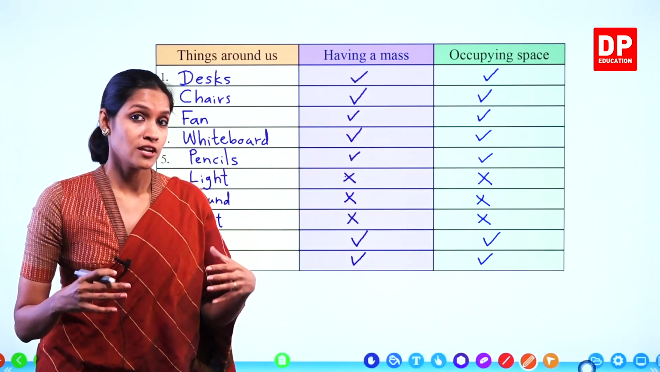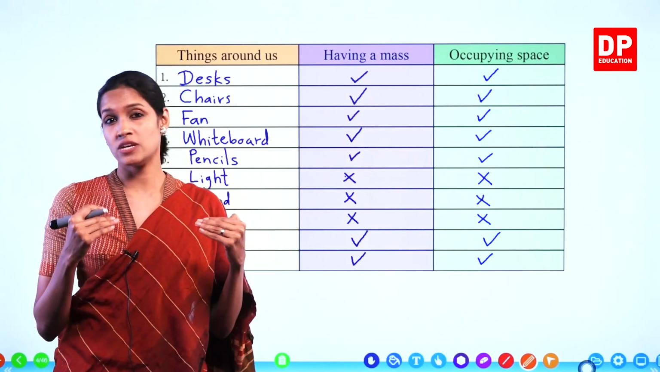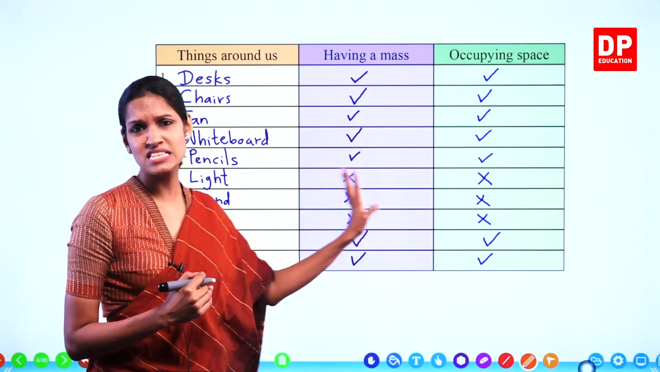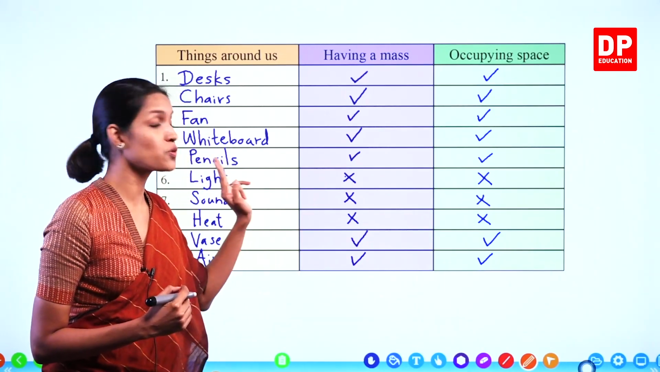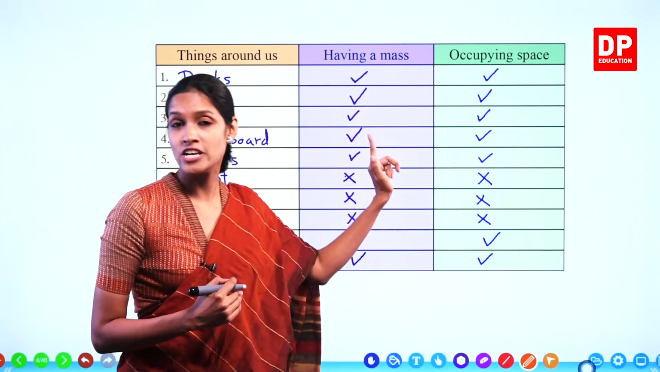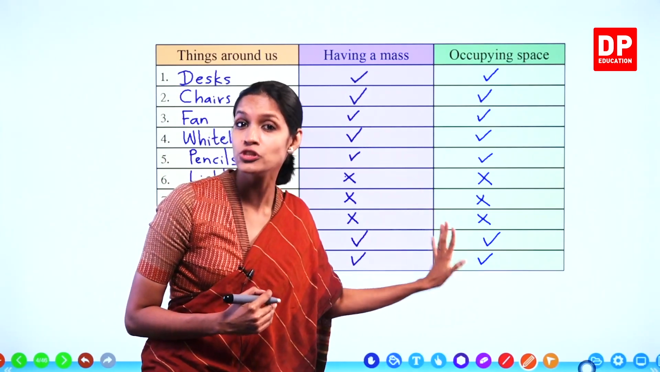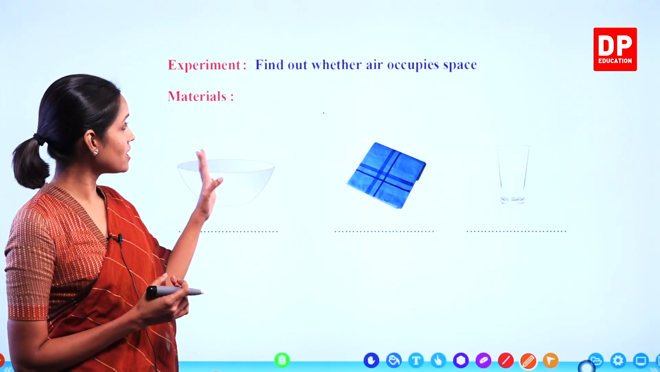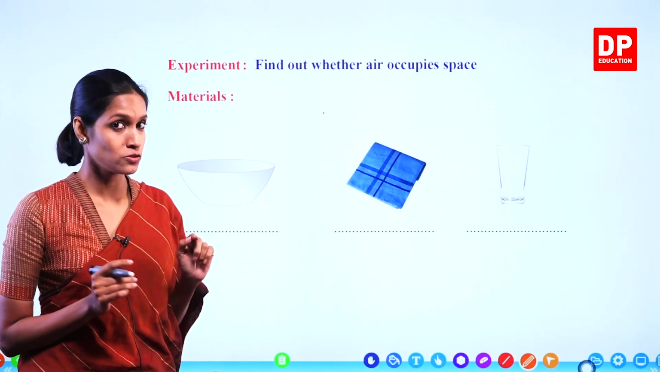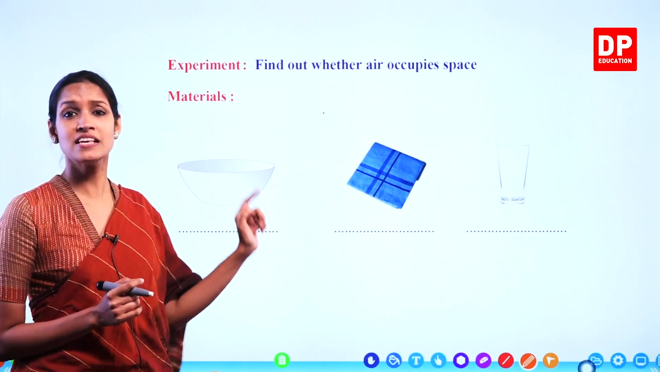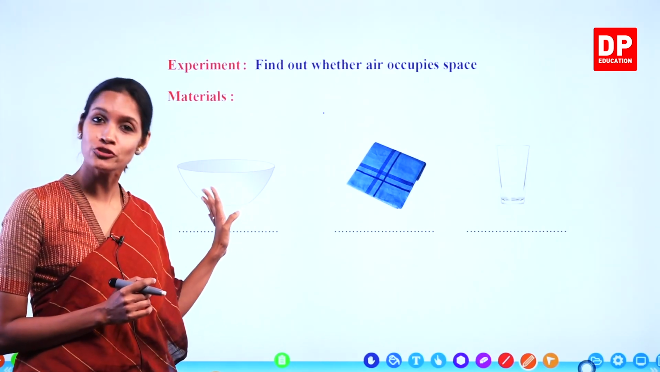Now you all think that because we can't see air, because we can't feel air, air doesn't have a mass. And at the same time, air doesn't need any space. But now I'm going to experimentally prove that air has a mass and air occupies space in the environment. So we'll do the experiments now. Right, children? We have the experiment to do here. Find out whether air occupies space. Now you remember I told you that I am going to prove to you that air has a mass and air occupies space. We are going to do that.